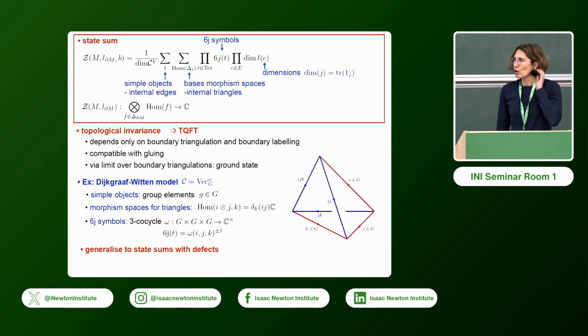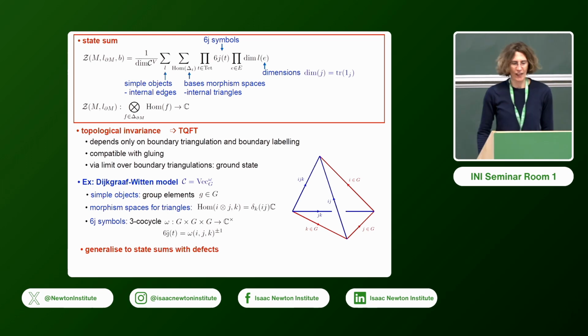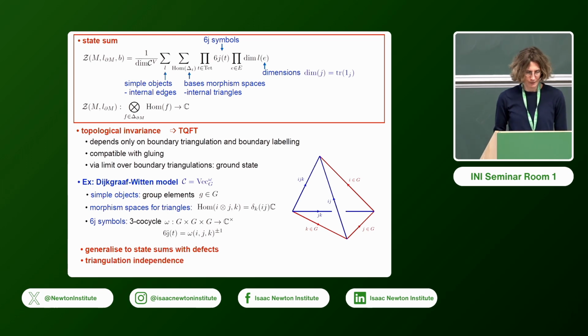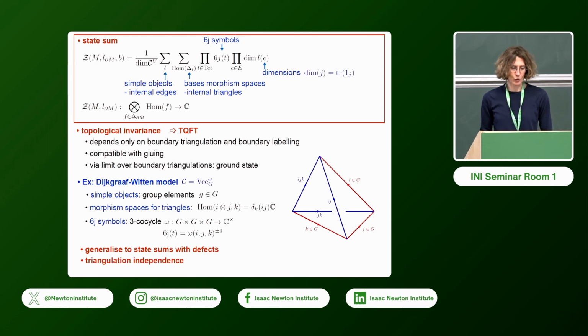And the idea is now that we want to generalize this to a state sum with defects. And then we want to show triangulation independence, and we also need a graphical calculus.